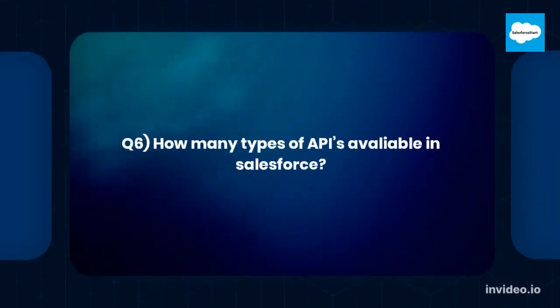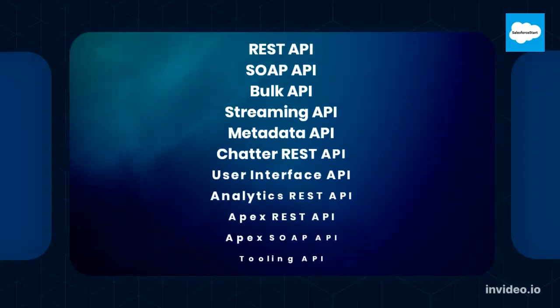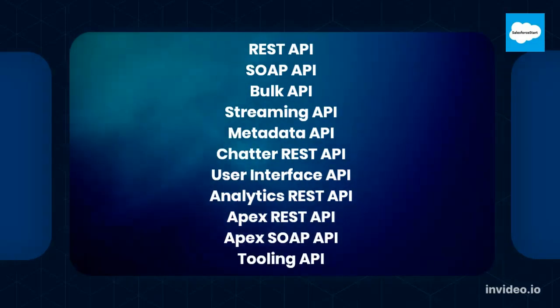Question number 6. How many types of APIs are available in Salesforce? Answer. REST API, SOAP API, Bulk API, Streaming API, Metadata API, Chatter REST API, User Interface API, Analytics REST API, Apex REST API, Apex SOAP API, Tooling API.